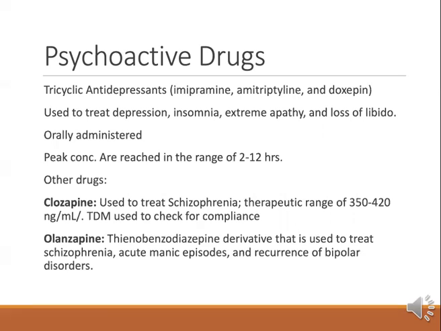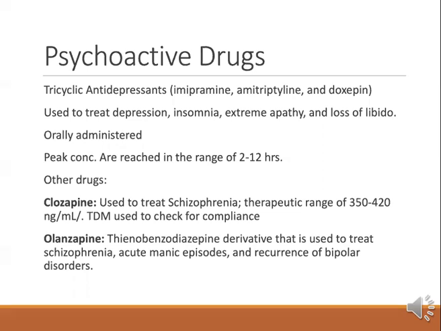So more drugs are the tricyclic antidepressants. Some examples are imipramine, amitriptyline, or doxepin, and these are used to treat depression, insomnia, extreme apathy, and loss of libido. These are administered orally. The peak concentrations are reached in the range of about 2 to 12 hours.